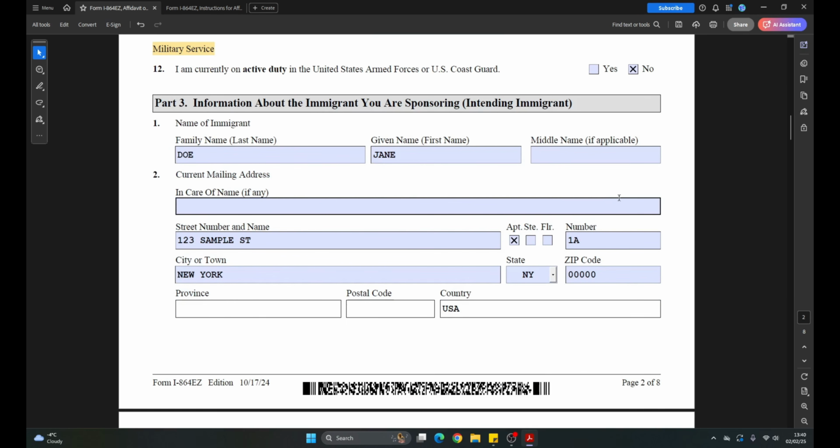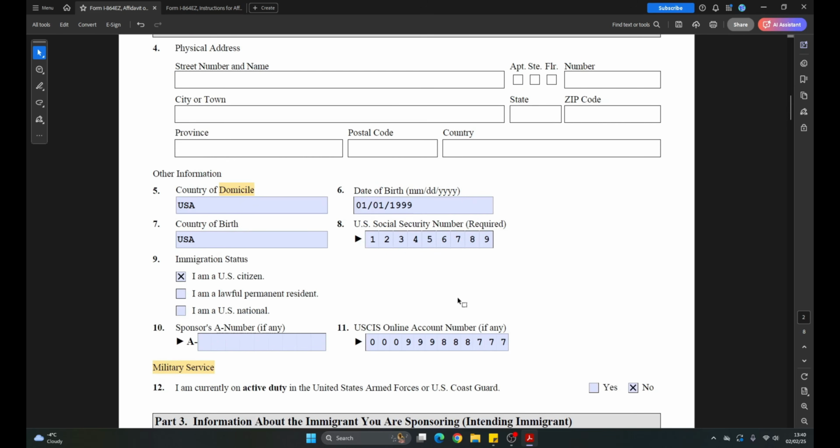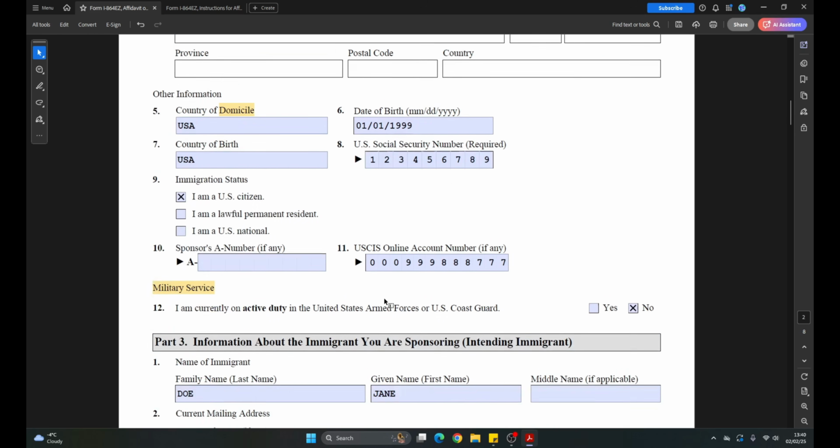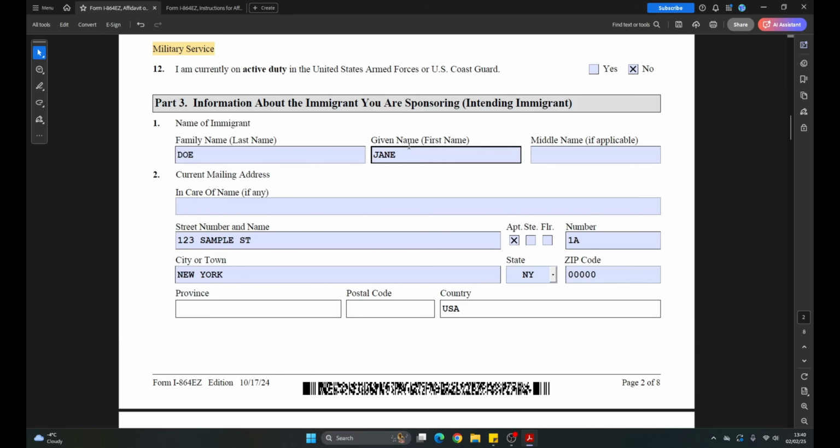Next, in part 3, provide the information about the person whom you are sponsoring, so their full name and address. In my situation, Jane, the beneficiary, is adjusting status from inside the United States, so that's why her address is the same as the petitioner's address. But if your beneficiary is overseas, then of course you will provide their address here exactly as it is currently.